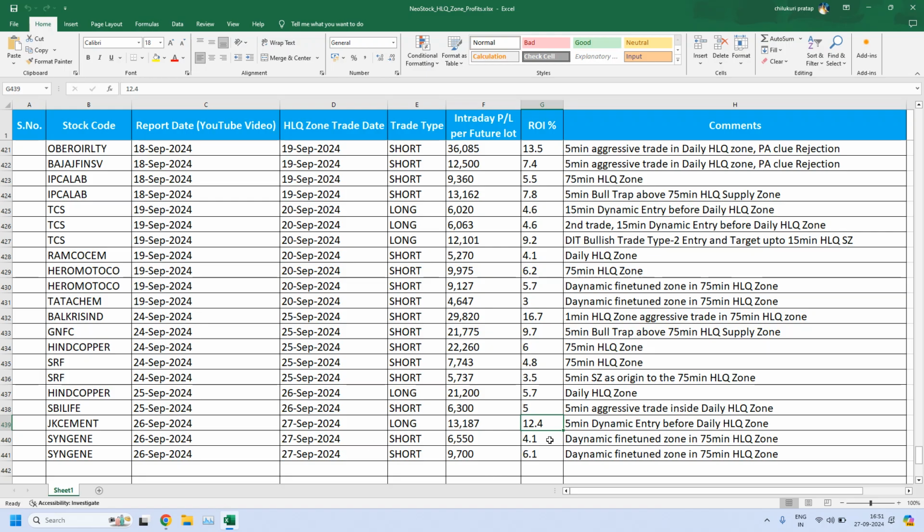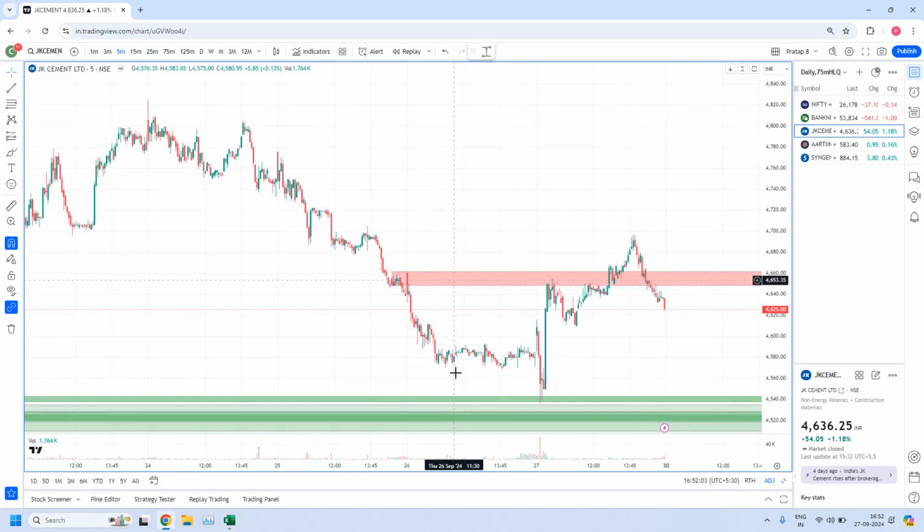SYNGENE has around 1.5 lakh, or a little over 1.5 lakh, as the future margin cost. But this is only 1,05,000 or 6,000. That's it. That is the reason why you got it.